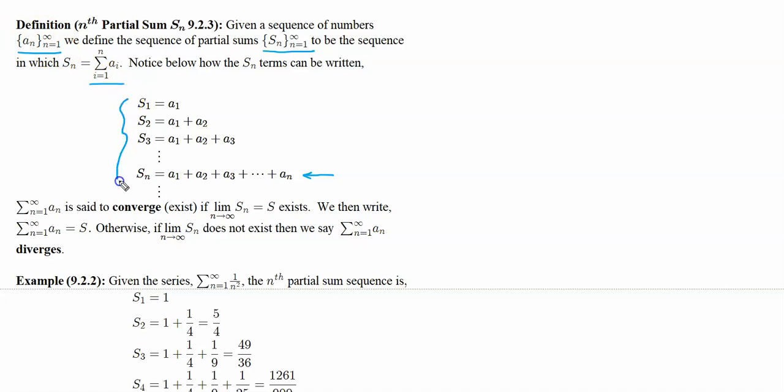So for example, right in here you see we have S1 is just going to be a1. S2 is going to be a1 plus a2.